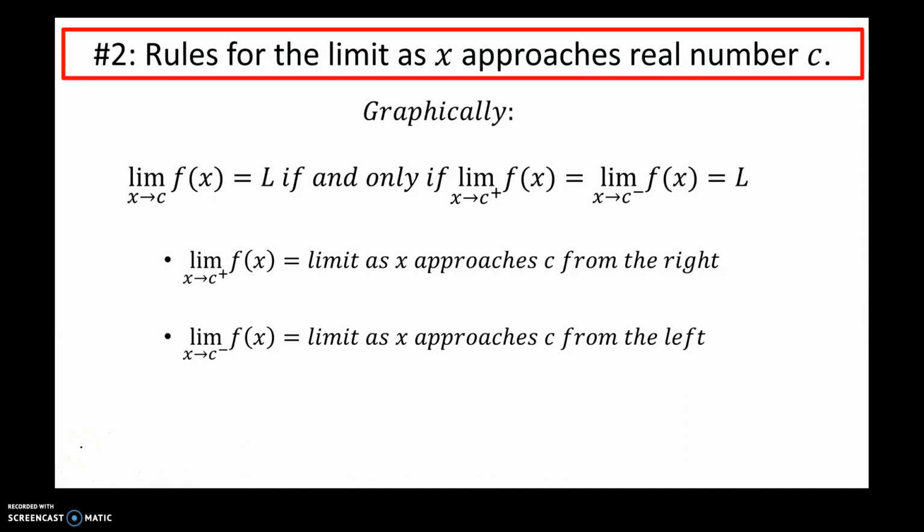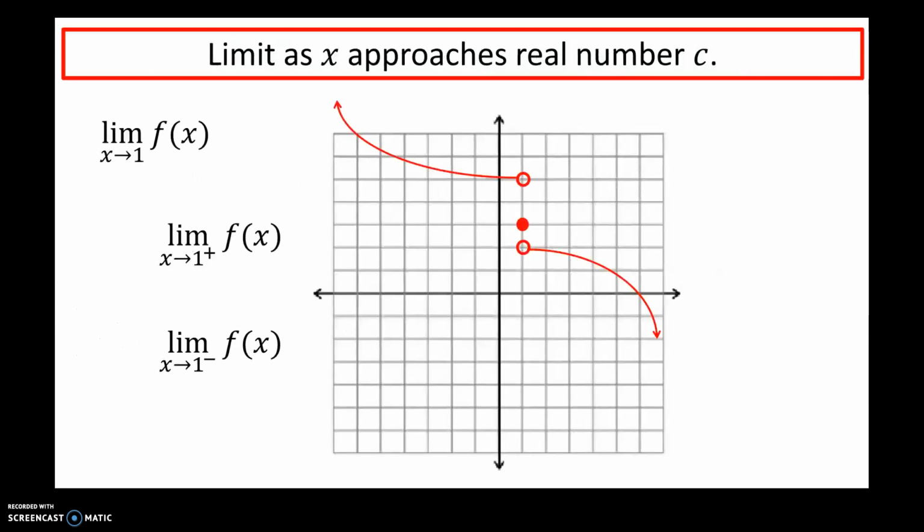Okay, graphically, what we look for: the limit exists if and only if the limit as x approaches c from the right-hand side of the function is equal to the limit as x approaches c from the left-hand side of the function. So not only do those things have to be equal, but they're going to be some number L, and that'll force the limit as x approaches c to be that same value. So these things are called one-sided limits. All right, so the limits from each side of c have to approach the same number in order for the limit to exist. So let's look at the graph.